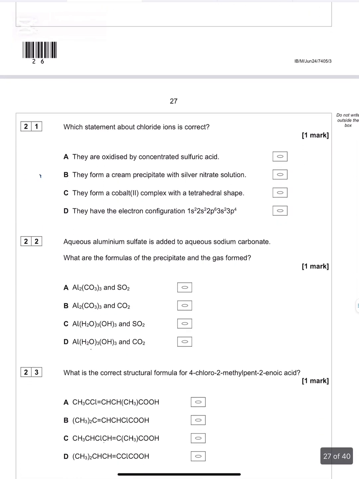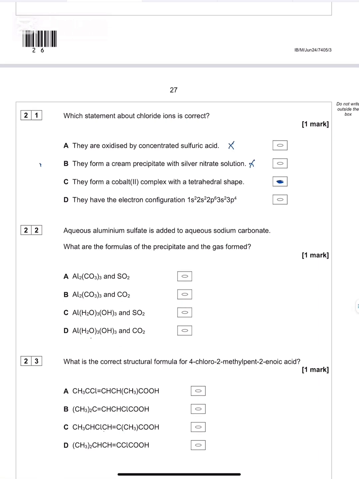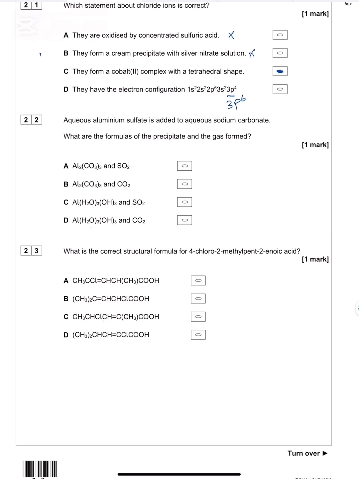Which statement about chloride ions is correct? They are oxidized by concentrated sulfuric acid. Of course, this is wrong. They form a cream precipitate with silver nitrate solution. They form a white precipitate. They form cobalt-2 complexes with a tetrahedral shape. Yes, we know that chloride will form a tetrahedral shape with the transition metal ions. They have the electron configuration of this one. Of course, this is wrong because this should be 3p6. This is for the chloride ion.